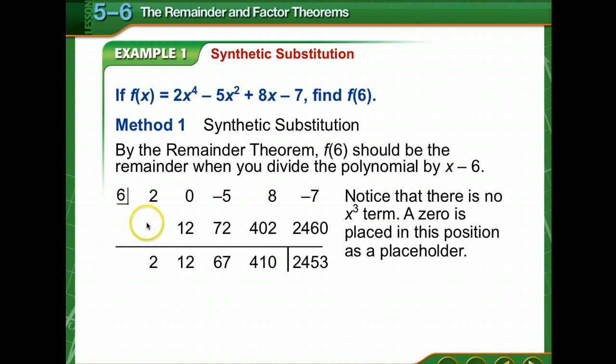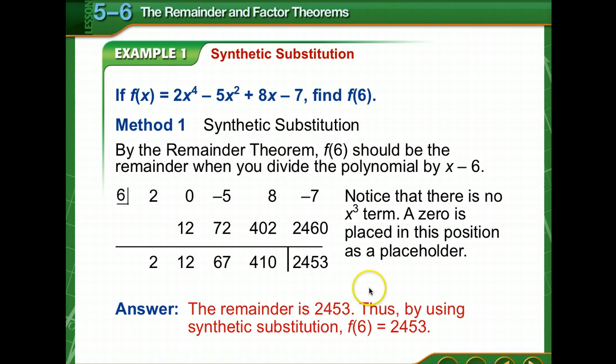So we're going to do synthetic division, of course. This is x minus 6, so a positive 6 goes in our box. Bring our 2 down, multiply, multiply, multiply. Now let's see what we get with our constant, our remainder. 2, 4, 5, 3. Notice we had to put a placeholder in because we go from 4 to 2. So in the place of x to the third, we had to put a 0 as a placeholder. So the remainder is 2,453. Thus, by using synthetic substitution, f of 6 is equal to 2,453.